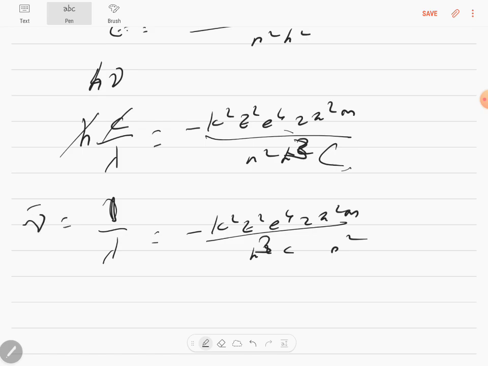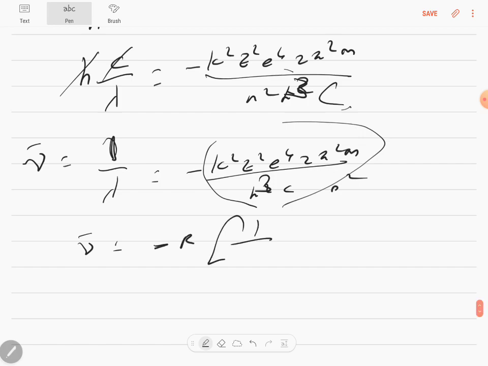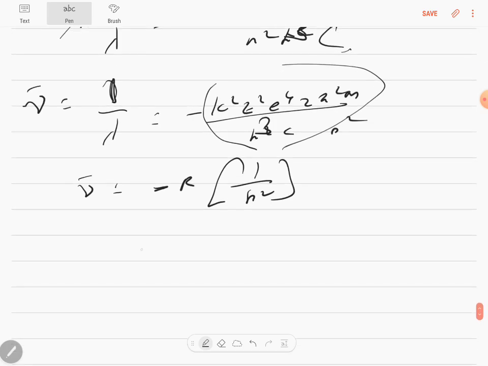1 by lambda is nothing but the wave number. Wave number is mu bar, whose formula itself, they are grouping all this to be a constant, which is the Rydberg constant, minus R into 1 by n square. They'll write it as R, and the value of R is 1.09 into 10 to the power 7 per meter. The constant R is 1.09 into 10 to the power 7 per meter, because you need this to calculate this, and you know it's minus R.